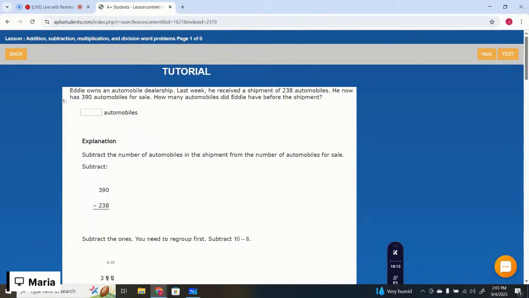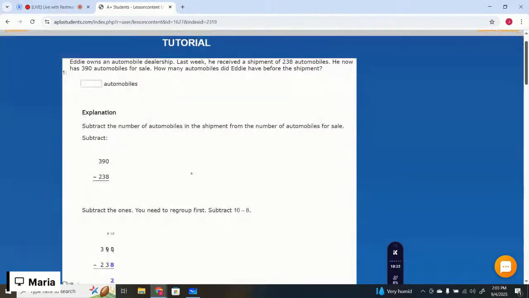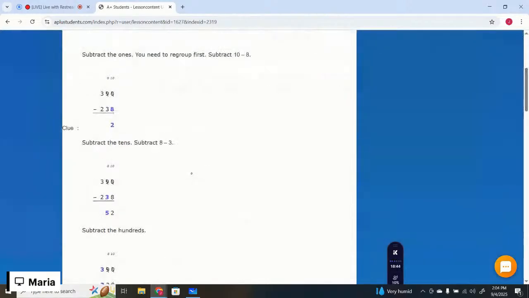So now he has 390 automobiles, right? The shipment last week he received 238. You need to calculate the number he had before the shipment. So subtract: 390 is the amount after the shipment, and in the shipment we have 238. So 390 minus 238. Let's just subtract.